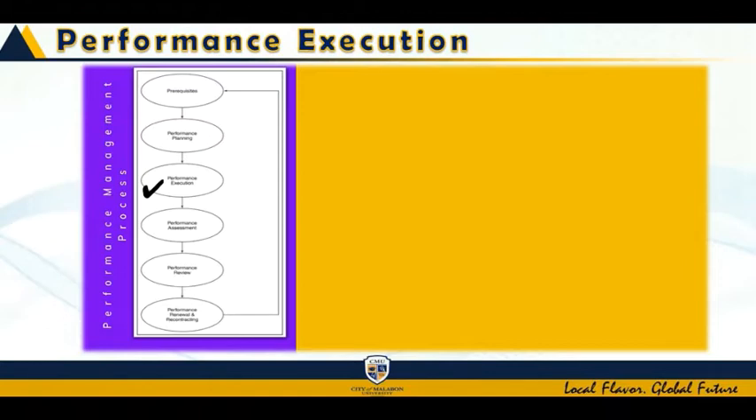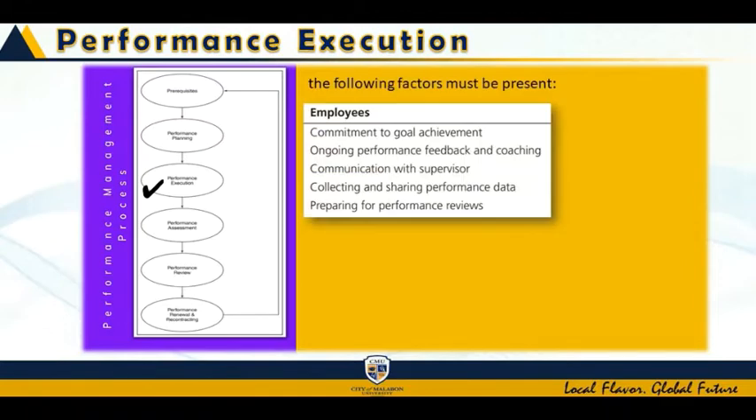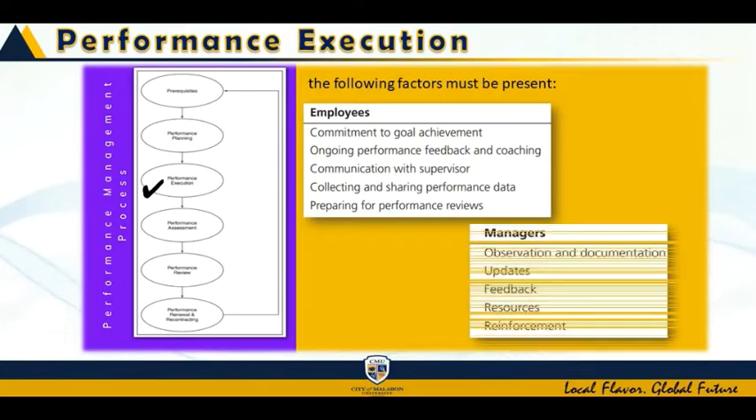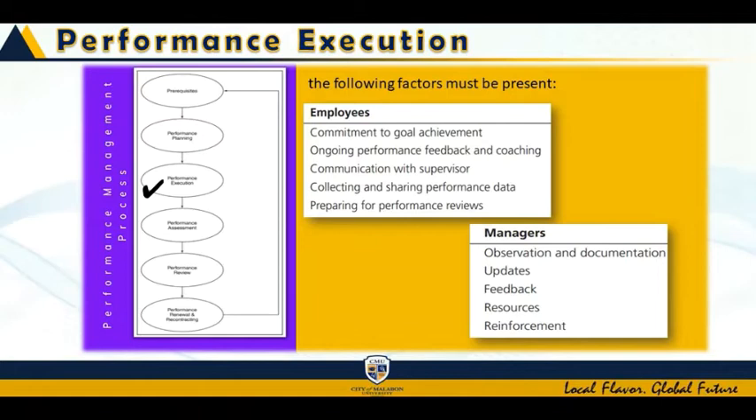At the performance execution stage, we have some factors to be presented, coming from the employees and also from the manager. From the employees, first we have the commitment to goal achievement. An employee must be committed to the goals that are set. One way to enhance commitment is to allow the employee to be an active participant in the process of setting the goals. The second one is ongoing performance feedback and coaching.